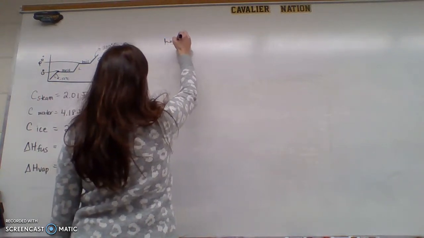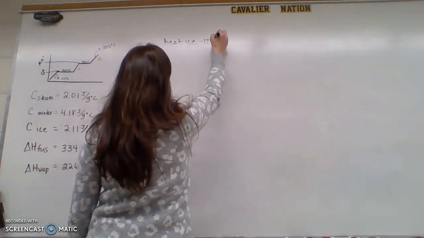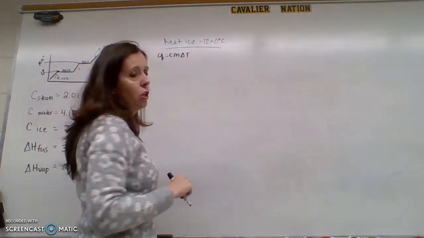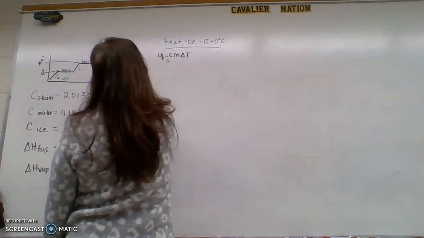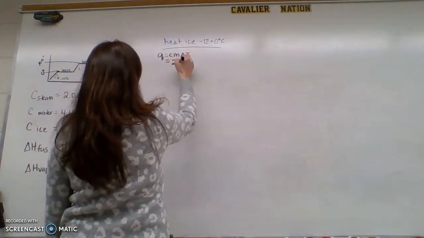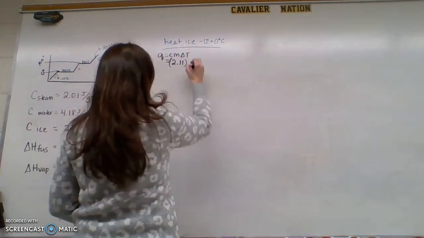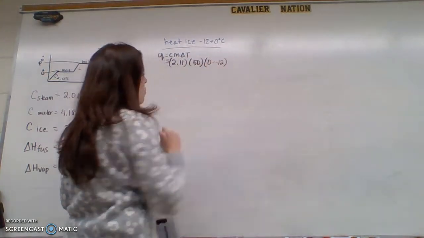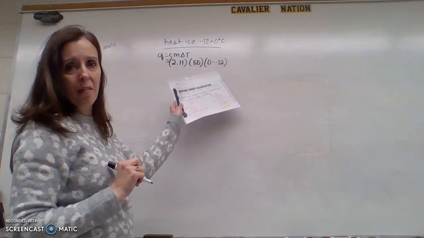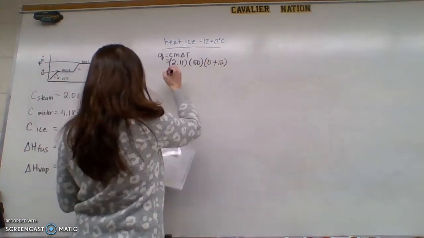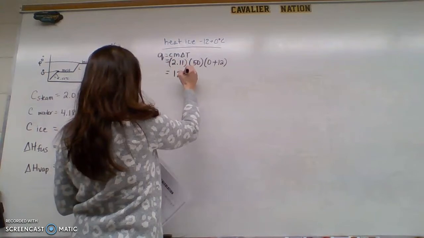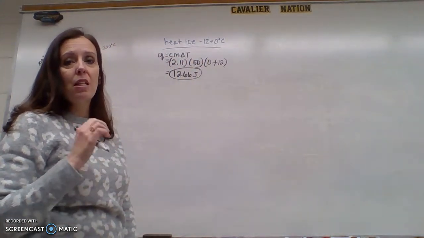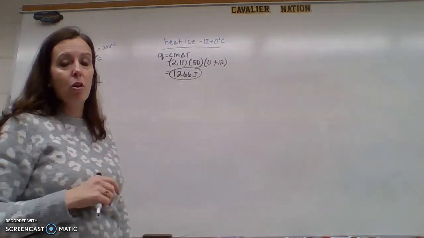So heat ice, -12 to 0 degrees. All right, so I'm just heating it. I'm not changing the state. So Q equals Cm delta T. The specific heat of ice is 2.11. In the problem, the mass of the ice is 50 grams. Change in temperature, 0 minus -12. You have a negative and a negative there. Two negatives become a positive. When you put that in your calculator, that's how many joules of energy I need to raise the temperature of that ice from -12 to 0 degrees.